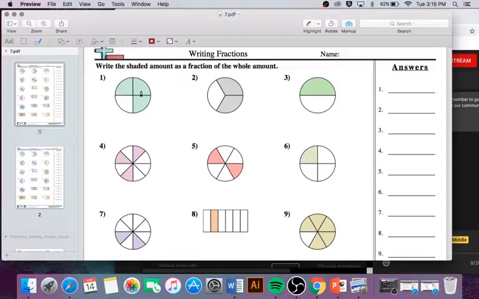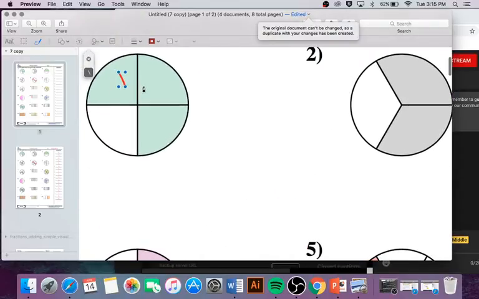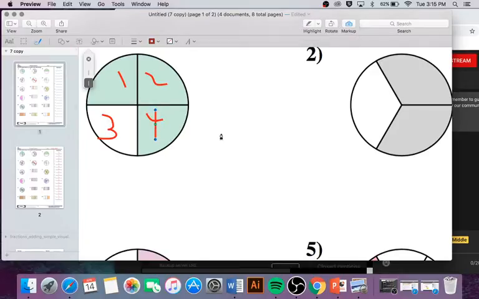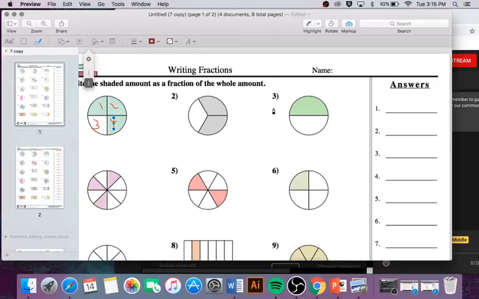So we have, for number 1, our whole would be 1, 2, 3, 4 parts. So our denominator, or bottom number, is going to be 4.